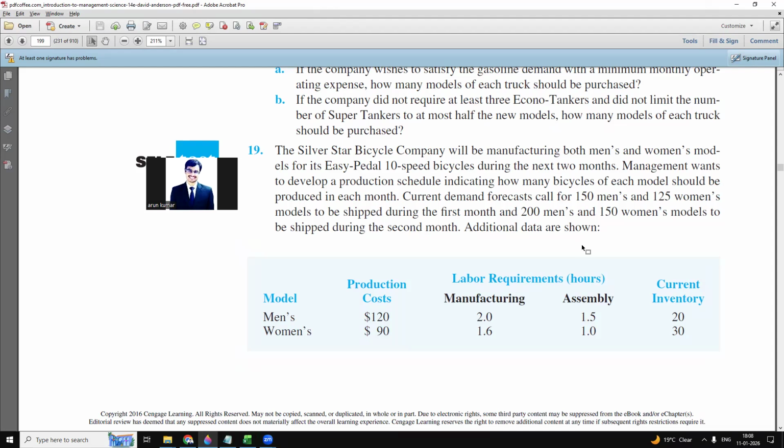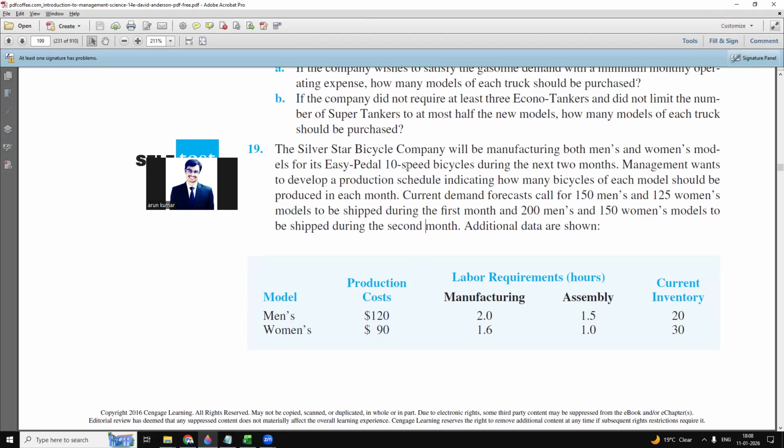The Silver Star Bicycle Company will be manufacturing both men's and women's models for its Easy Pedal 10-speed bicycles during the next 2 months. Management wants to develop a production schedule indicating how many bicycles of each model should be produced in each month. Here in this question, they have provided a table for model and production costs. Then we have labor requirements, manufacturing, assembly, and current inventory.